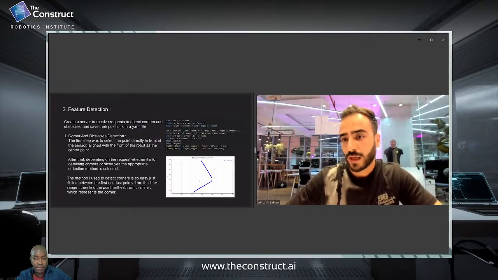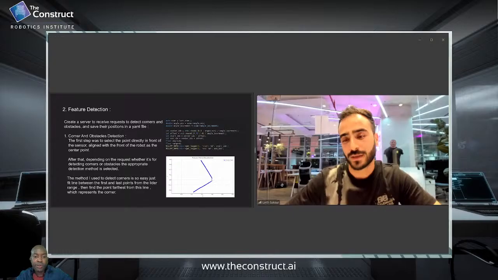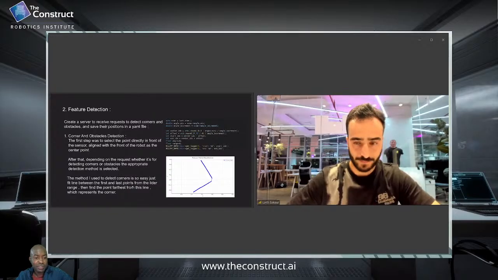After fitting the line, to detect the corner, it calculates the distance for each point, and the furthest point represents the corner. I see. So your robot has to be aware that it is trying to detect a corner, and then it would mark the two points before trying to find the furthest distance from them. The furthest point, yeah, which represents the corner. Okay. Pretty good. You can go on.